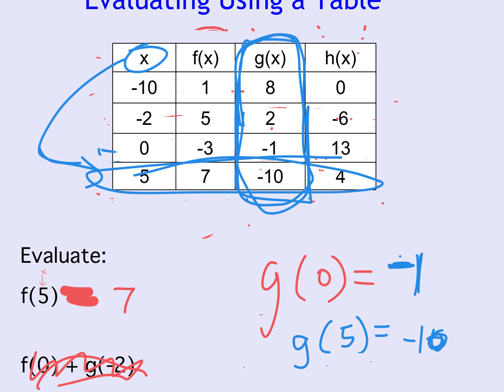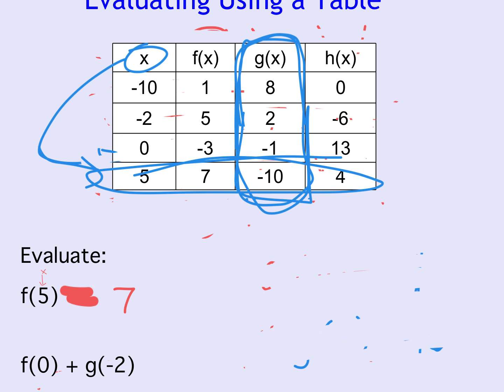Then, this is just like two problems at once. First you figure out f of 0. It's not that hard to do. Then you figure out g of 2. That's not that hard to do. And all you got to do is add them. So figure out f of 0, write it down. Figure out g of negative 2, write it down.